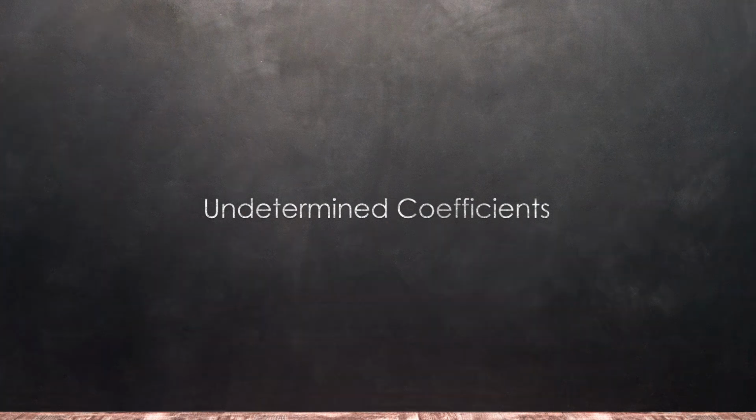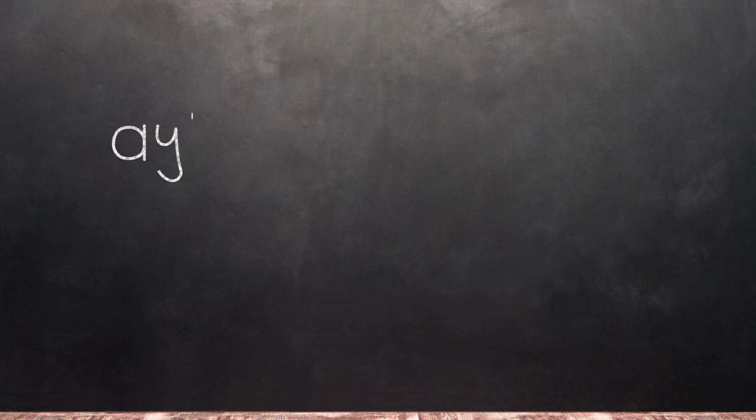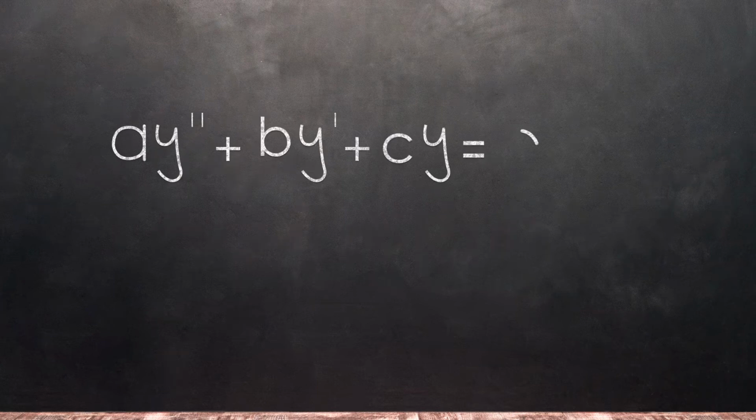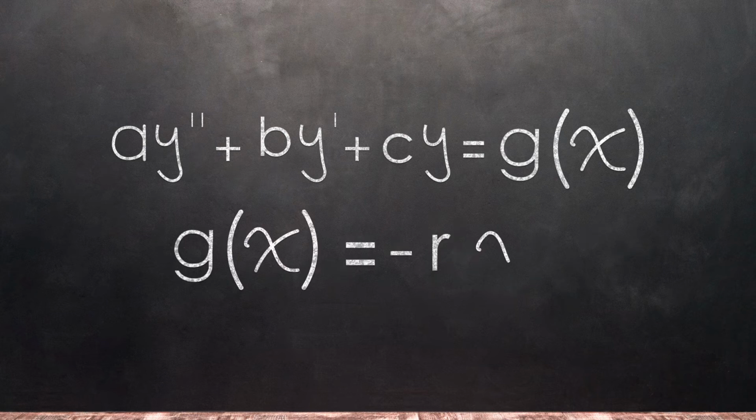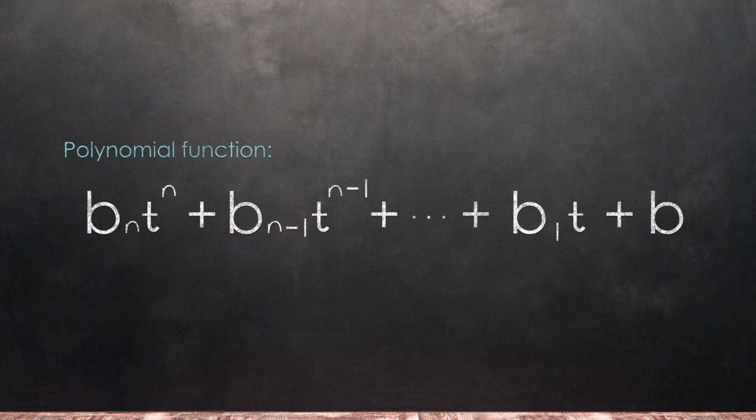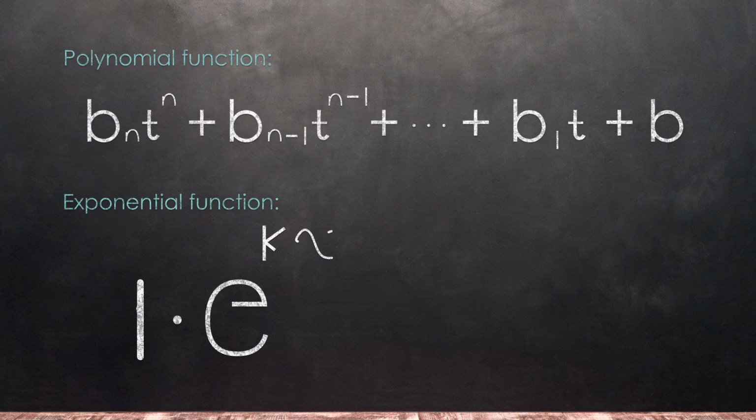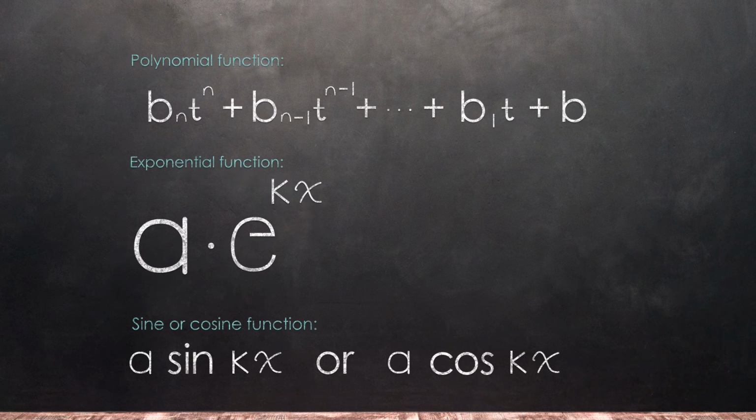This method is only used in particular circumstances. We first need to rearrange our differential equation in the following form. G of x is the function we get from moving r of x over the equal sign. We use undetermined coefficients if g of x is any of the following: a polynomial function, an exponential function, a sine or cosine function, or a sum, difference, or product of either of the above three. We use the method of variation of parameters when g of x isn't in any of these forms. However, this doesn't mean that you can't use variation of parameters to solve these types of equations. It may just take longer.